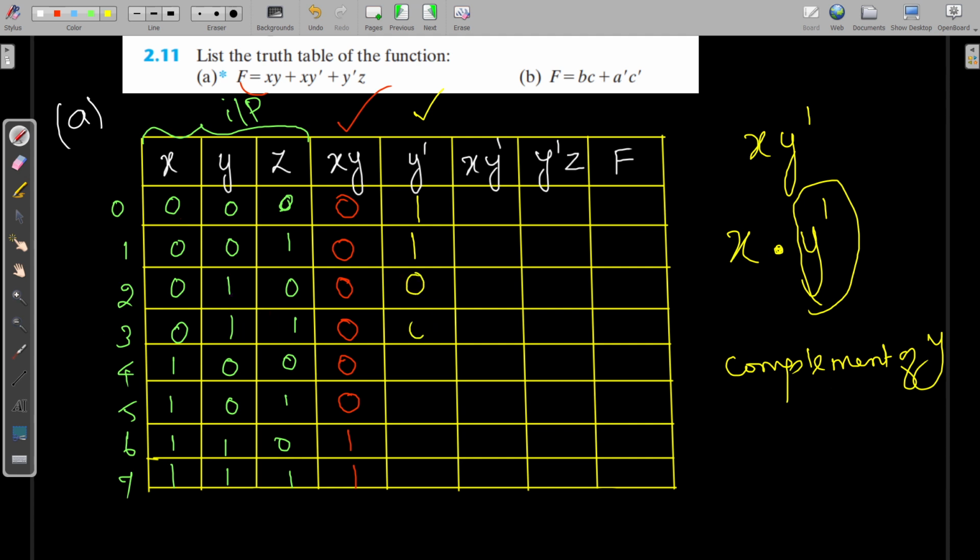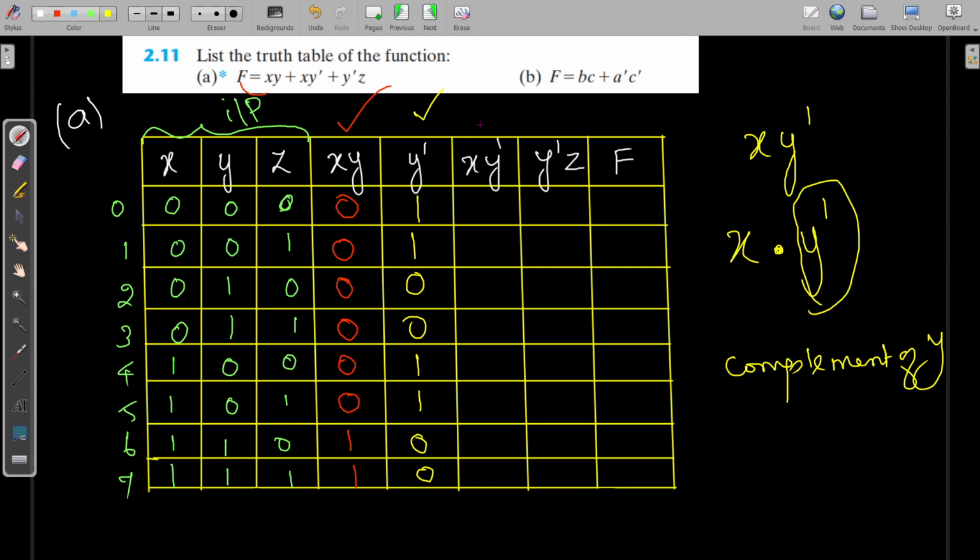It is 1, so it is 0. Here Y is 0, so Y' is 1. Y is 0, so Y' is 1. Y is 1, so Y' is 0. Y is 1, so Y' is 0. Like that we have filled the Y' column. Then we go for the next column.